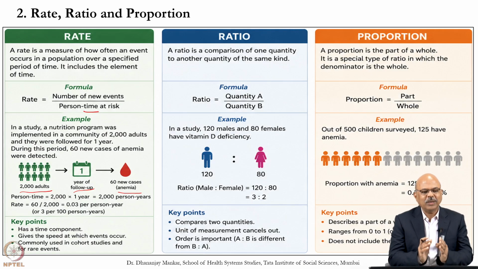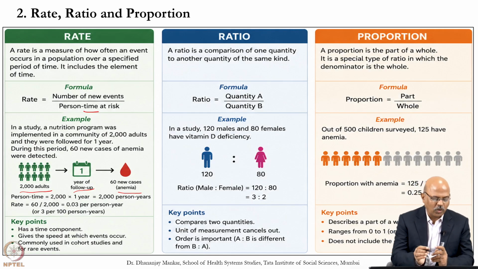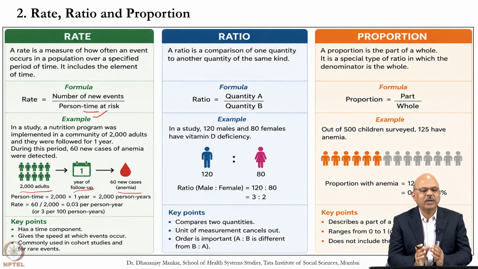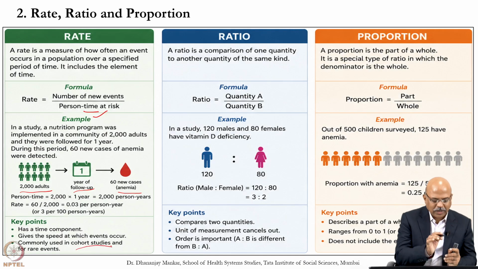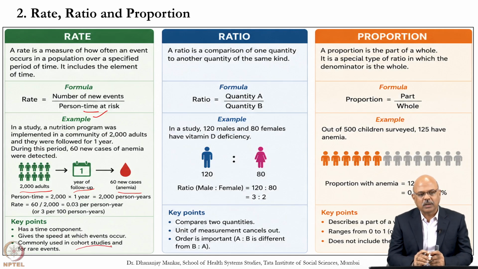So what are the key points to understand about rate? Time is a very important component, and it gives the speed at which the event occurs. Rate is commonly used in cohort studies and for rare events. You can understand the importance of time being used in cohort studies for the rate.